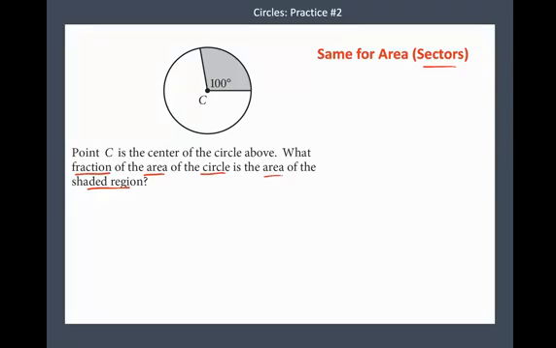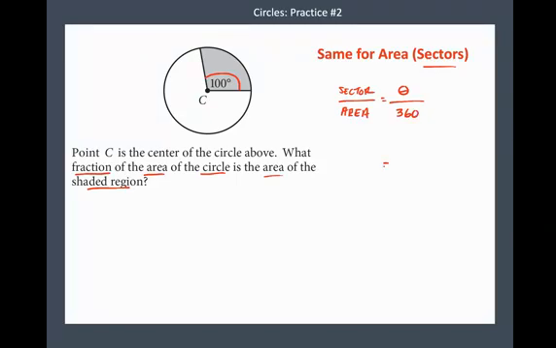Okay, just as we would set up our arc questions, we're going to set up area the same way. The little piece or sector will be a fraction or part of the whole area in exactly the same proportion that the degree which creates it, the central angle which creates the sector or arc, is out of the total degrees, 360.